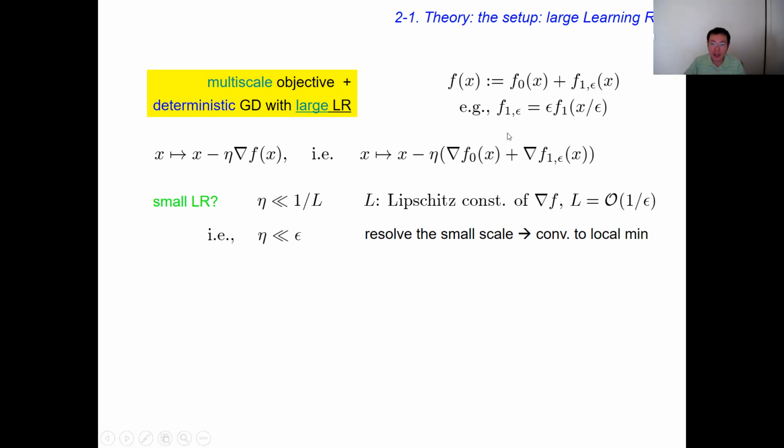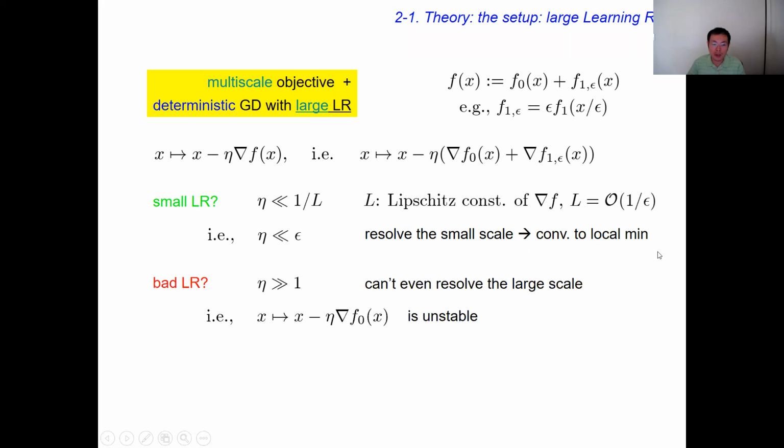In this case, you can work out the math and see the Lipschitz constant is of the order of 1 over epsilon. This means that if your learning rate is smaller than epsilon, which is the characteristic length of the small scale, then basically you resolve everything. You resolve the small scale, and you will just converge to a nearby local minimum. So it's usually a microscopic potential well. What about the large learning rate? So what about a bad learning rate?